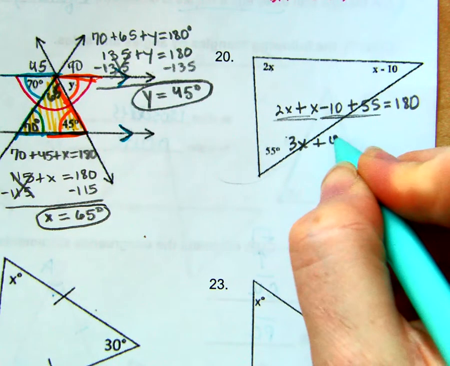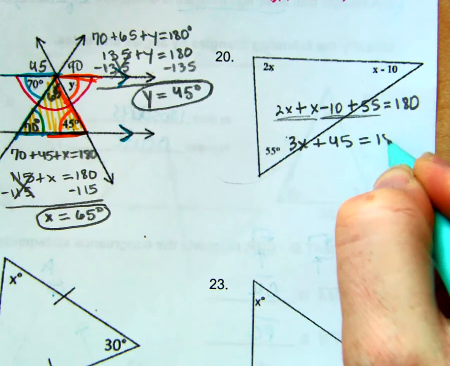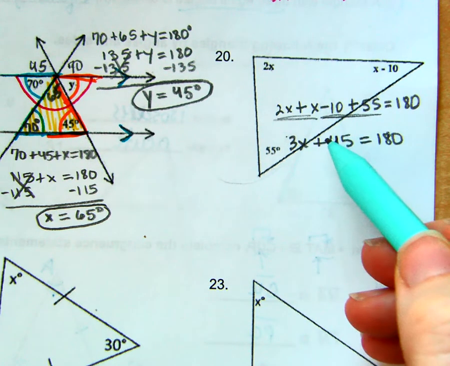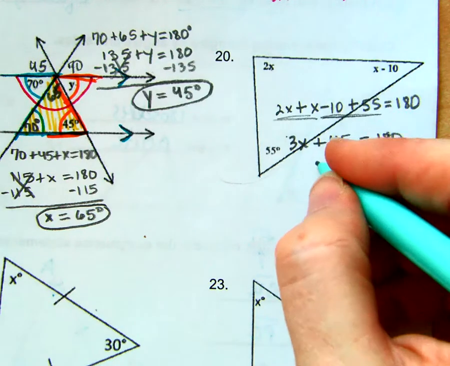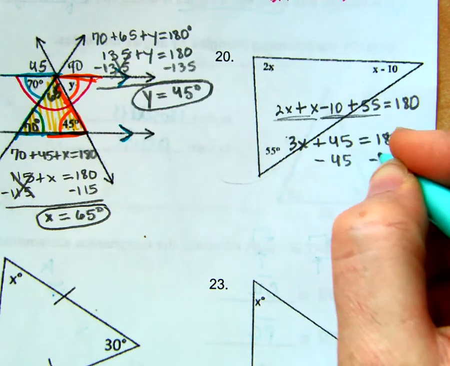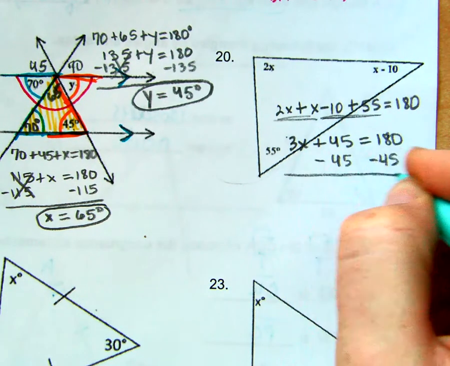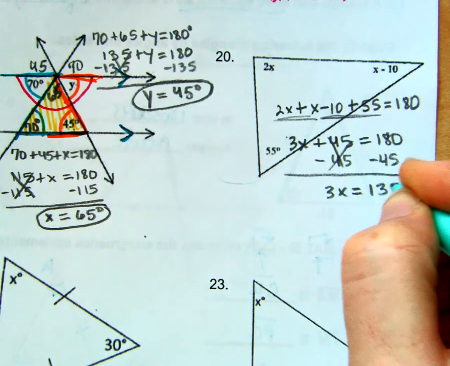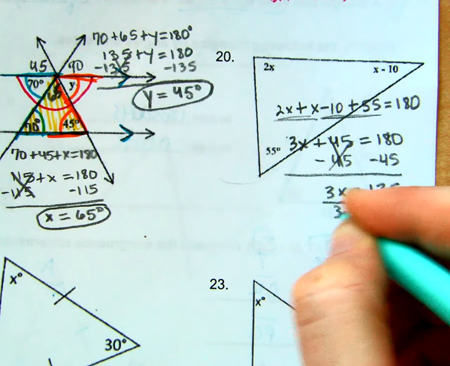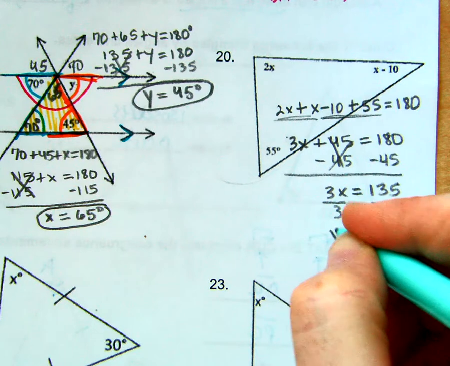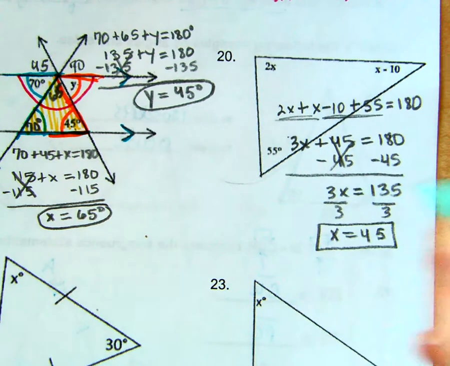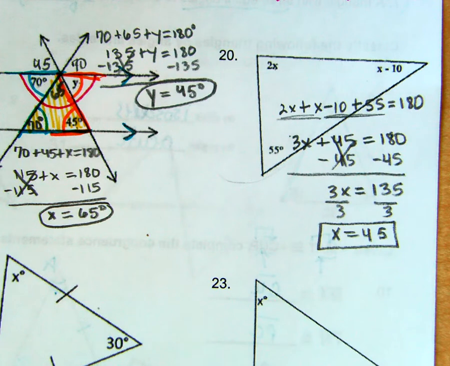And there is a mistake on the key because my flu brain wasn't thinking clearly. It's actually minus 45 on your key. So just ignore that. Subtract 45 here. You get 3x is equal to 135. Divide by 3, and x is 45. So this one's really kind of straightforward. I don't even need any color.